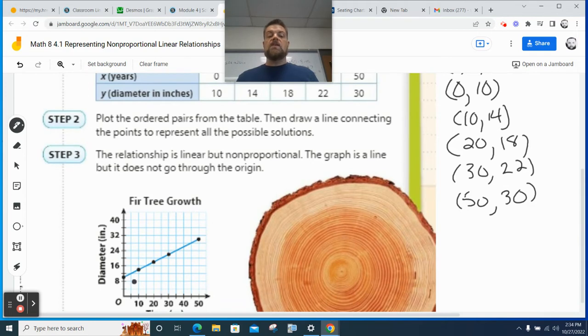Oh, hey, it's already done for us. 0 comma 10, and so on. It says that the relationship is non-proportional because it doesn't go through the origin. It's not going through this point here.